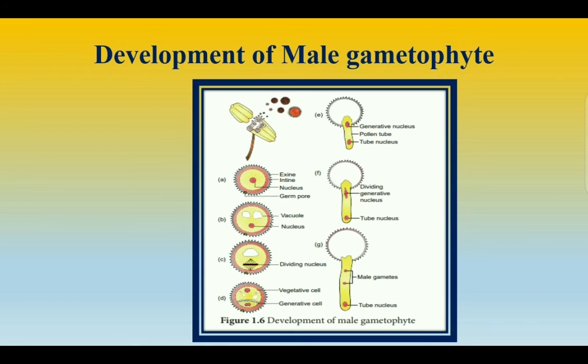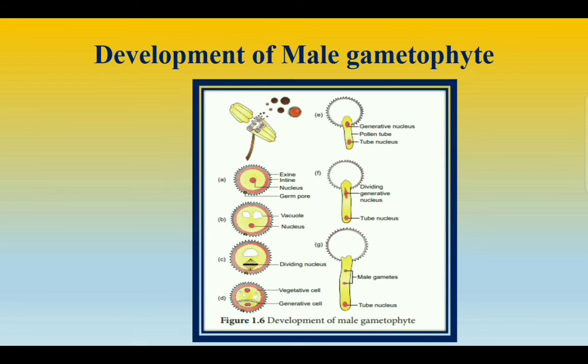So it is liberated, and in some plants the generative cell again undergoes a division to form two male gametes. You can see in picture G the two male gametes. So in some plants, the pollen is liberated at the three celled stage, that is with two male gametes and also one tube nucleus. In 60% of angiosperms, pollen is liberated at the two celled stage, that is the vegetative cell and generative cell stage.